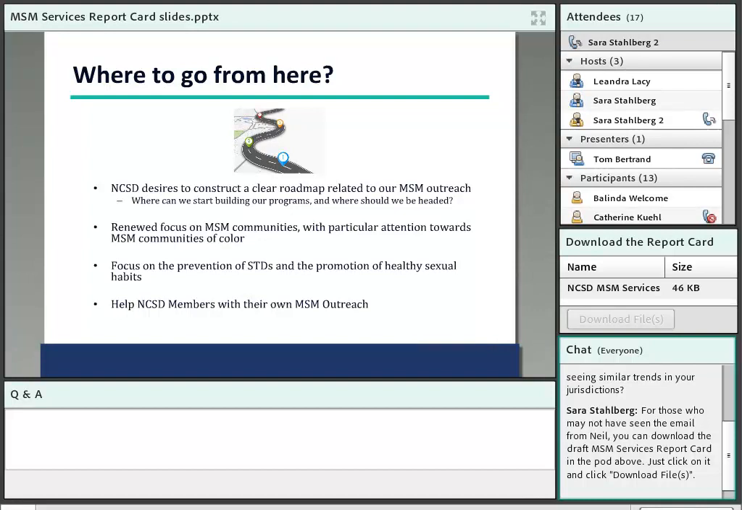Some things we have in mind for ourselves are a renewed focus on MSM communities, with particular attention paid to MSM communities of color, focusing on the prevention of STDs and the promotion of healthy sexual habits. And because we are a membership-based organization, we want to help our members in their MSM outreach. On all of these questions, we want to hear from everyone on this call on what you envision us doing in these specific subjects.